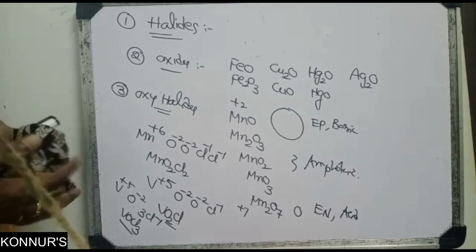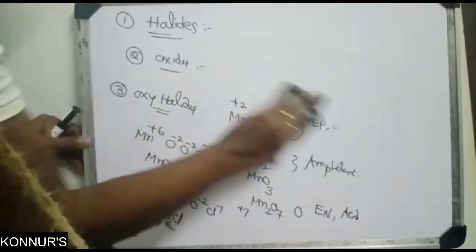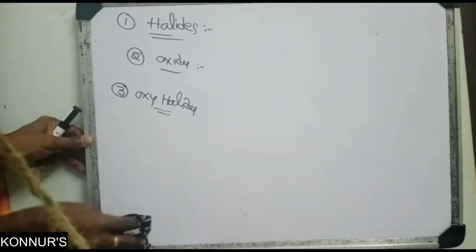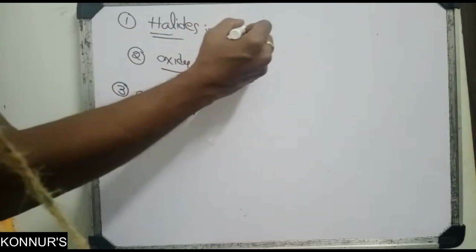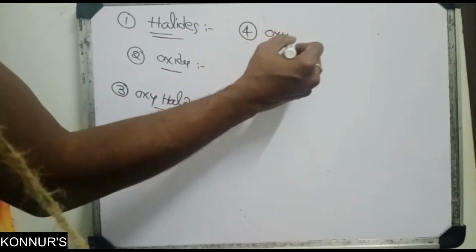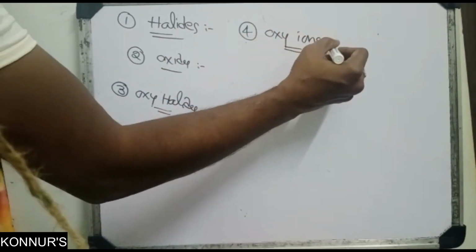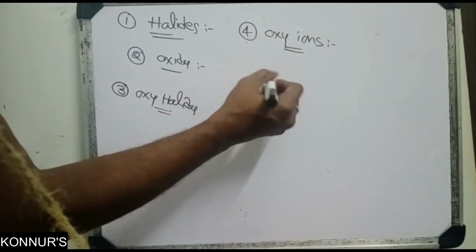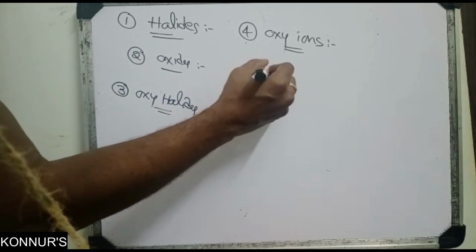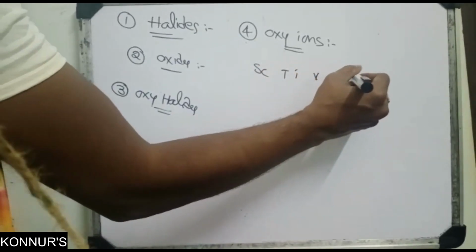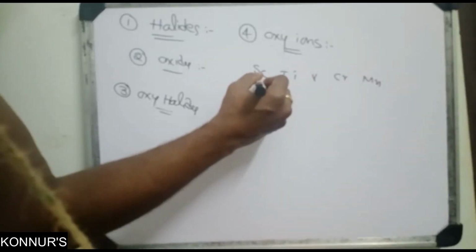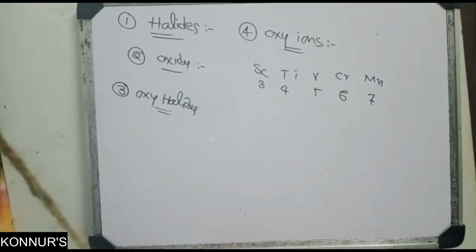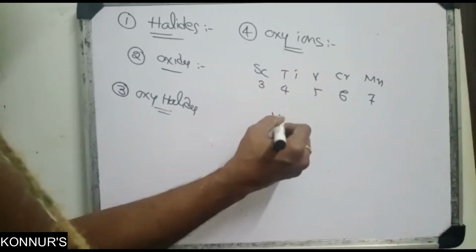Next, another: oxyanions or oxycations. So that is the fourth, oxy ions. So oxy ions are also forming. So vanadium, which group is it? Suppose scandium, titanium, vanadium, chromium, manganese. So this is third group, fourth, fifth, sixth, seventh. So maximum. Suppose vanadium you take, vanadium is plus 5.